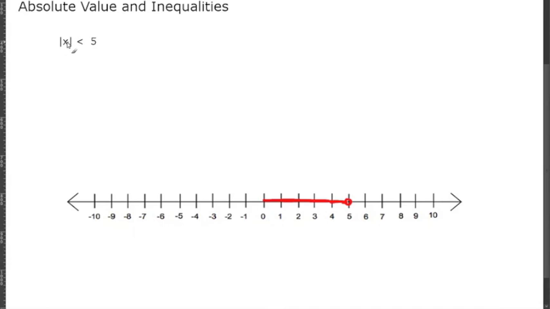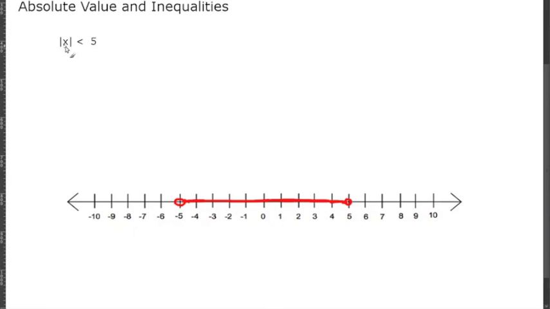However, this is the absolute value. So that means that the absolute value of -1 would be +1, and +1 is less than 5. The absolute value of -2 is +2, and that's less than 5. So on and so on. The absolute value of -4 is also less than 5. But what about -5? The absolute value of -5 will be 5, and 5 is not less than 5. So we would circle that number and not fill it in.